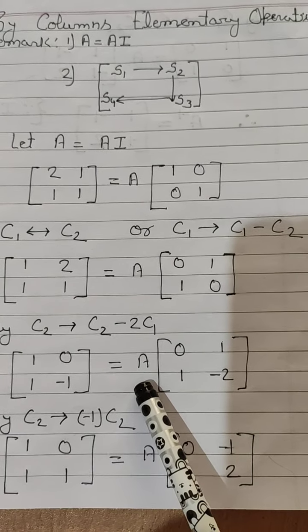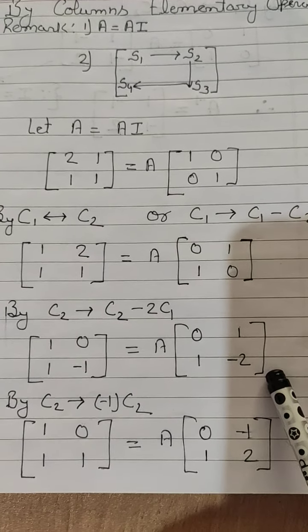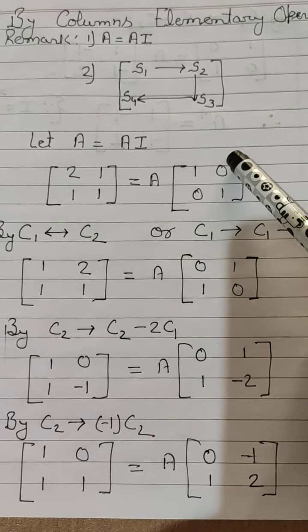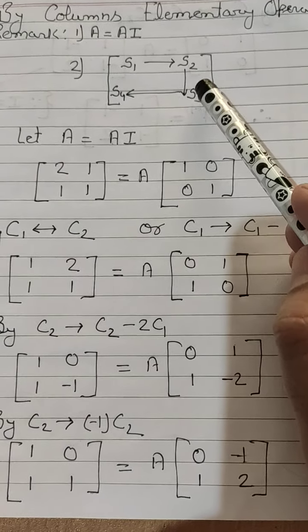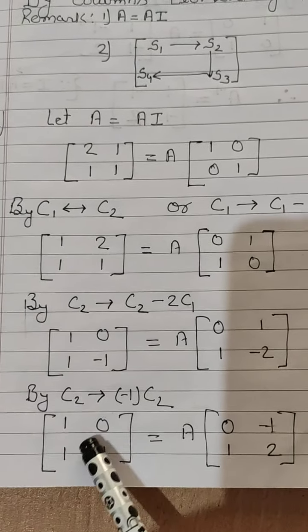Throughout the simplification it remains the same. As we apply, we got this matrix. Now the third step: this S3, we have to change S3 into which? Here we want the identity matrix, so we want 1.